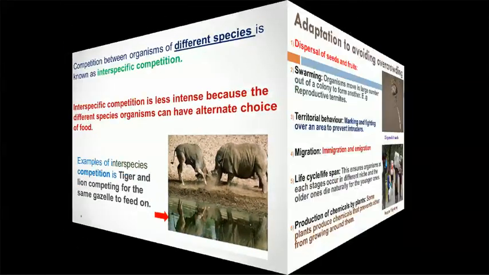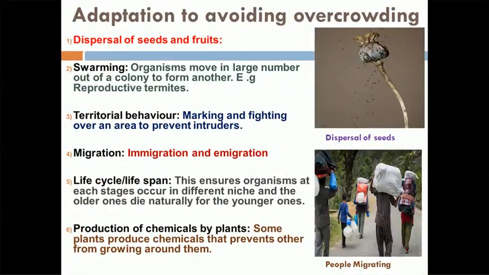So let's move on. We have adaptation to avoid overcrowding. What are the things that organisms do in order to avoid overcrowding? Number 1, among plants, is dispersal of seeds and fruits. Plants tend to spread their seeds and fruits to other places, either by wind, water, or even animals, and so it prevents overcrowding around the parent plants.